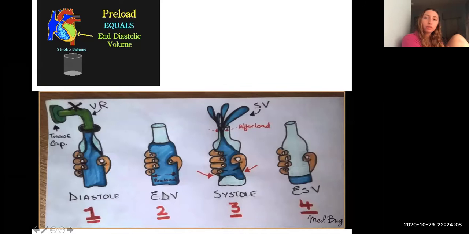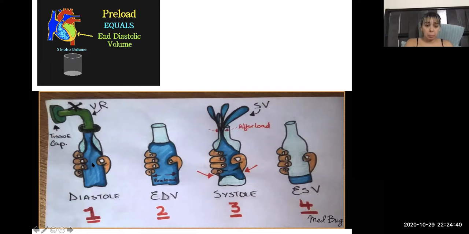So this is showing you a little picture of it. So the stroke volume, the preload equals the diastolic volume, and then the stroke volume would be the afterload. And so right here it says the... what does VR mean? VR? You don't know? Ventricular relaxation.